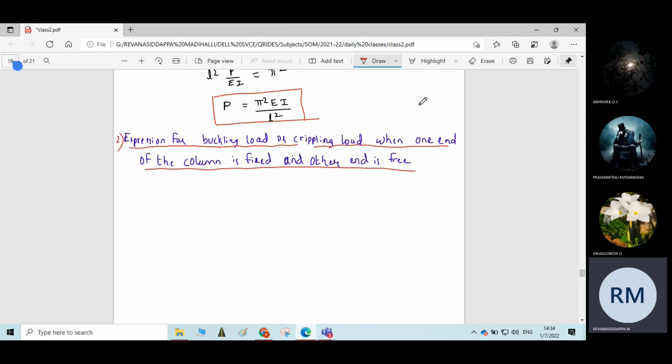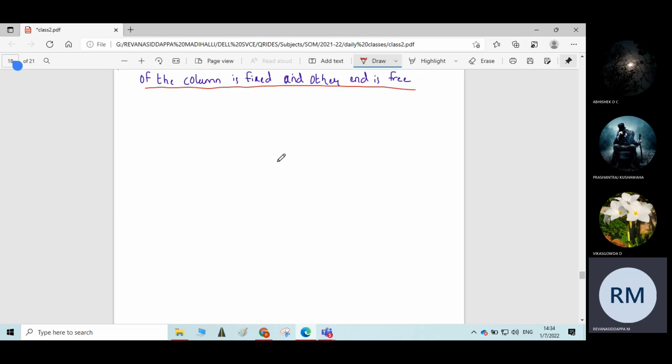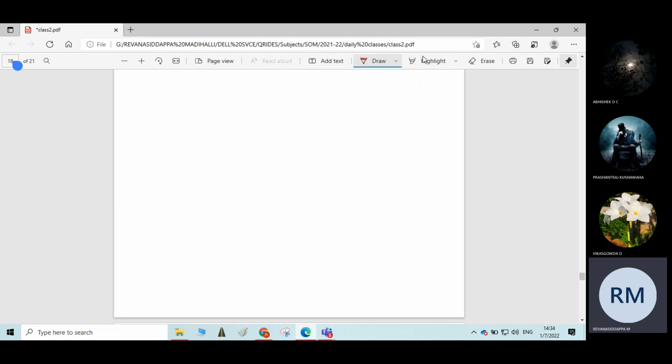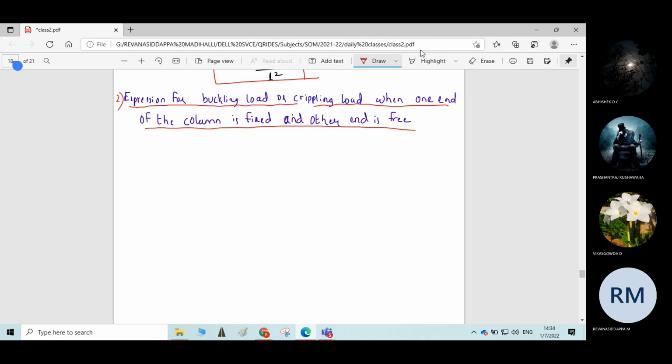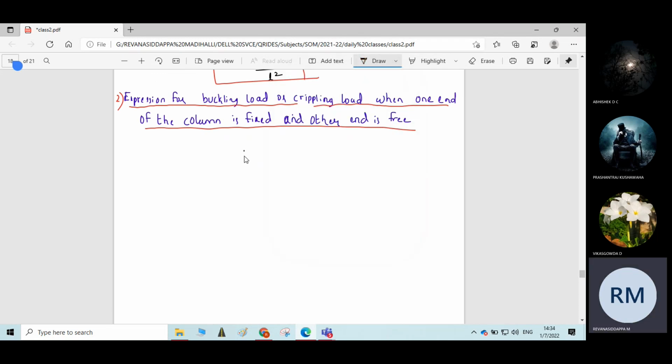Now we will write the deflected shape of the column when one end of the column is fixed and the other end is free. Let us write the original shape of the column by dotted line before applying the load. It will be straight initially, correct? It will be straight initially.